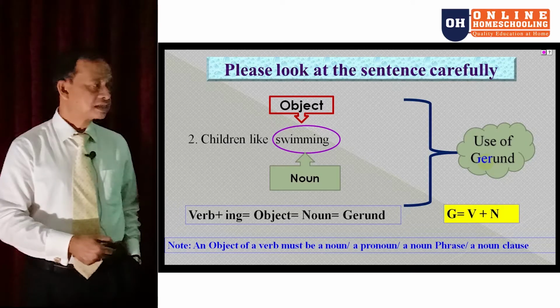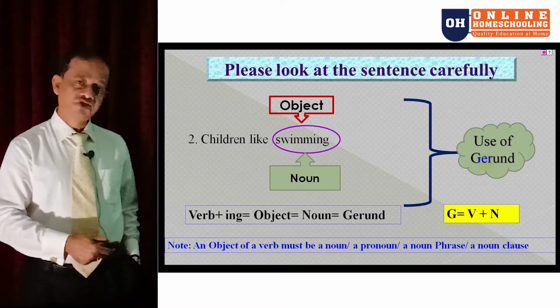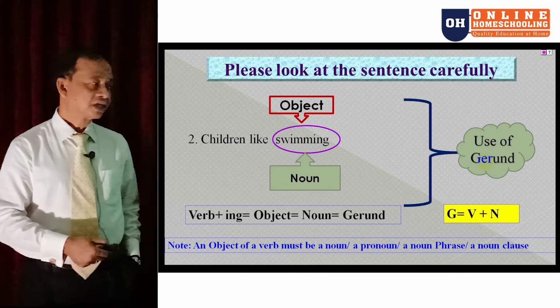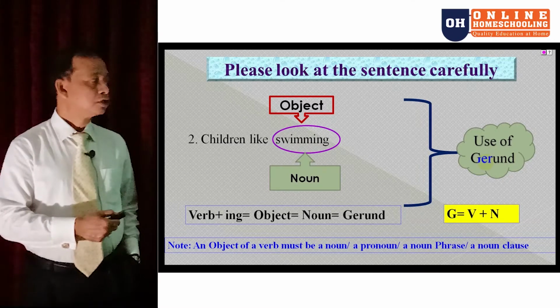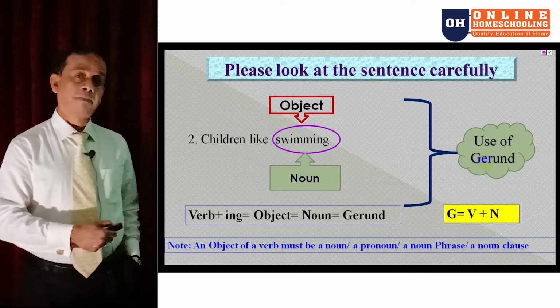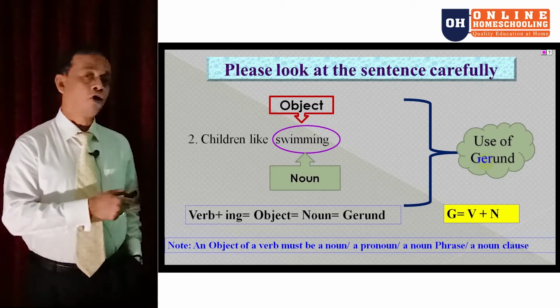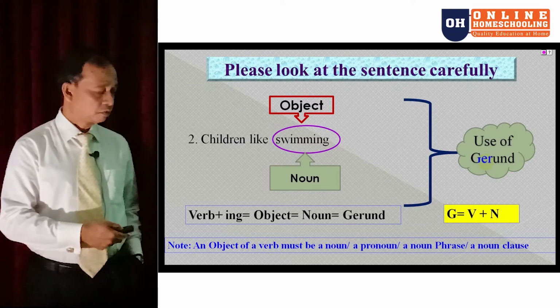So the formula is G equal to V plus N. Gerund equal to verb, and it will be in a noun form. Here swimming is the noun. So the subject of a sentence must be a gerund. At the same time, the object of a verb must be a gerund. So two things are clear to you.